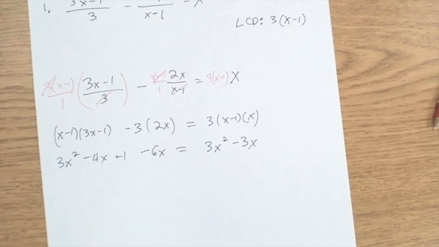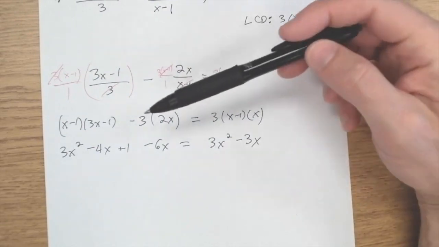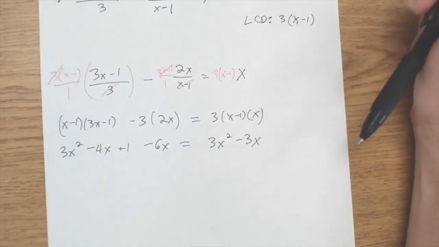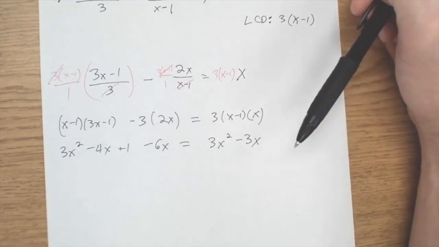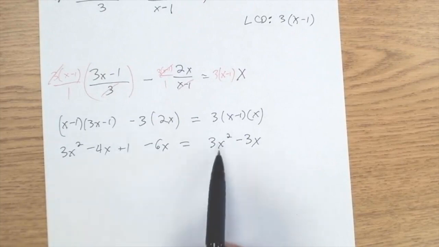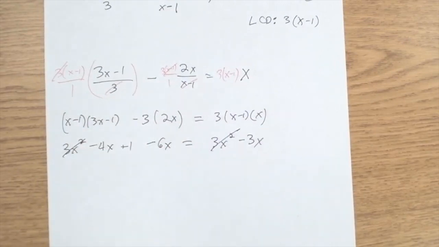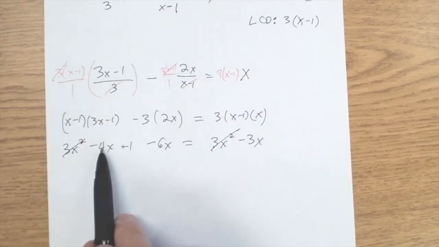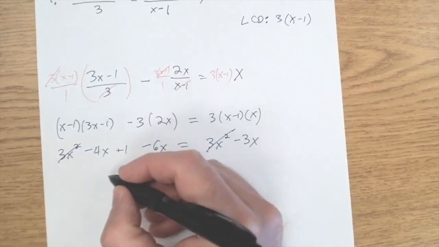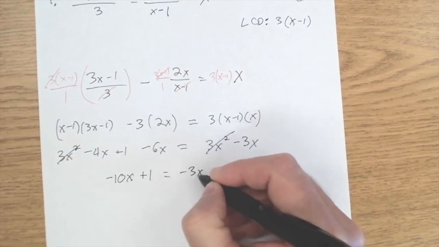Now we're just trying to solve for x. As you do these problems, you're either going to get a linear equation or a quadratic. Once you get everything multiplied together, you want to decide whether you have a linear or quadratic. It looks like it's going to be a quadratic at first because we have an x squared. But if we subtracted both sides by 3x squared, they would cancel out, so it actually turns out this is a linear equation. If I simplify this side, I'll get negative 10x plus 1 equals negative 3x.